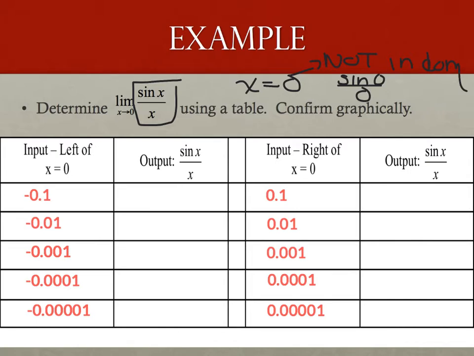So now let's take a look at our output values. What I would like for you to do is go to your calculator and put sine of x over x in the y1 in your calculator, and then go over to the table and put the x values I have listed for you here into your table, and then fill out your y values, and then we're going to compare them.